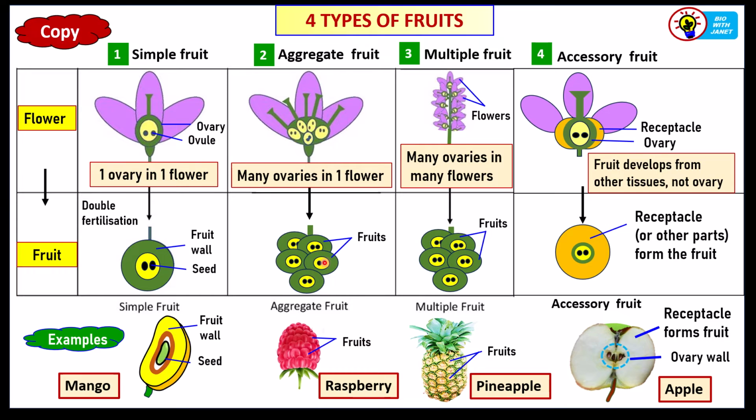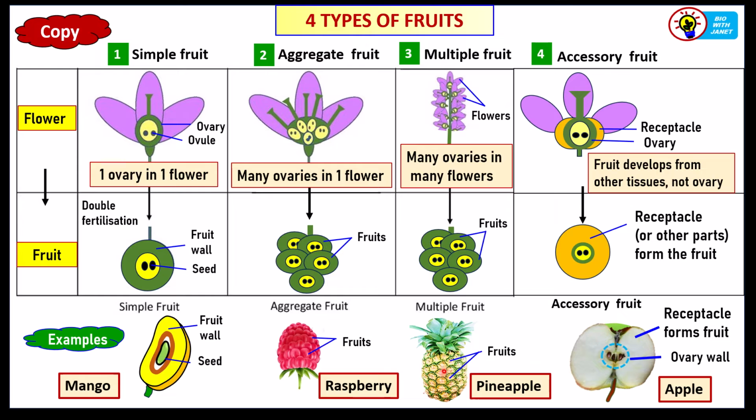So it seems to look like the aggregate fruit, but the difference is that for multiple fruit, each ovary is found in a flower separate from another ovary. So many flowers are involved, whereas for aggregate fruit, the many ovaries are found in only a single flower. For multiple fruit, the many ovaries are found in many flowers. One example of a multiple fruit is the pineapple. You can see all the tiny fruits here, which are almost hexagonal in shape, right?